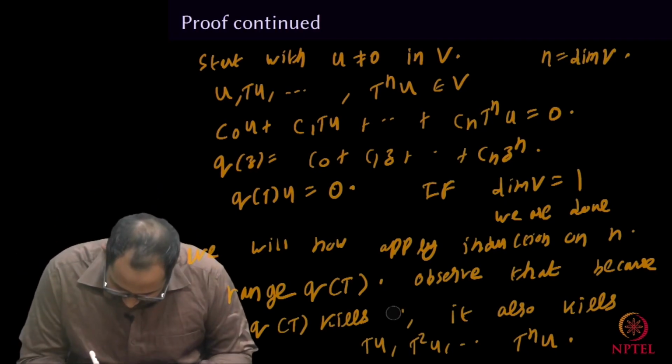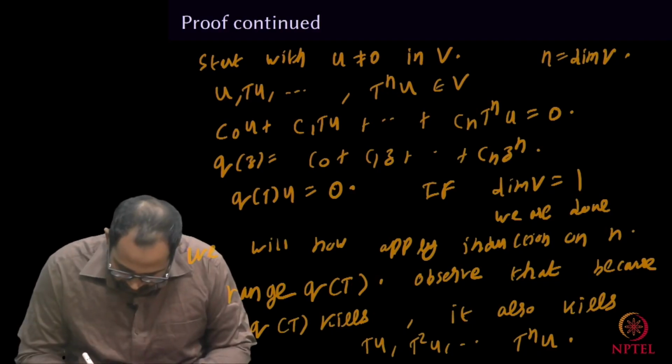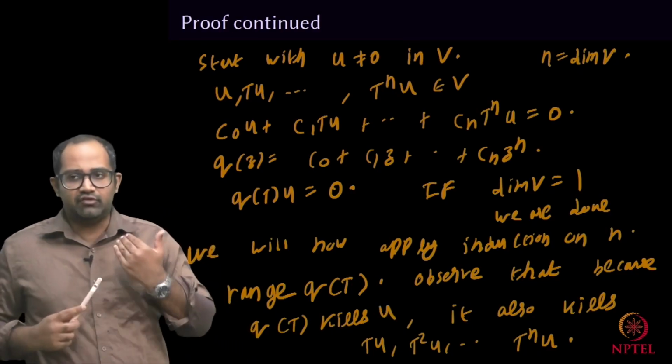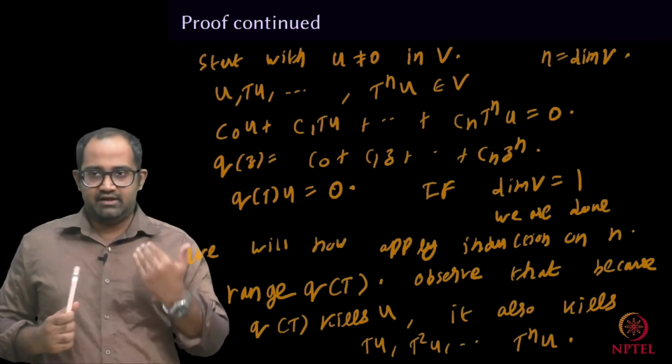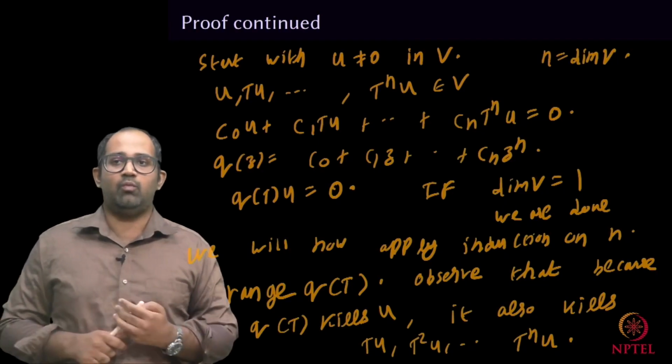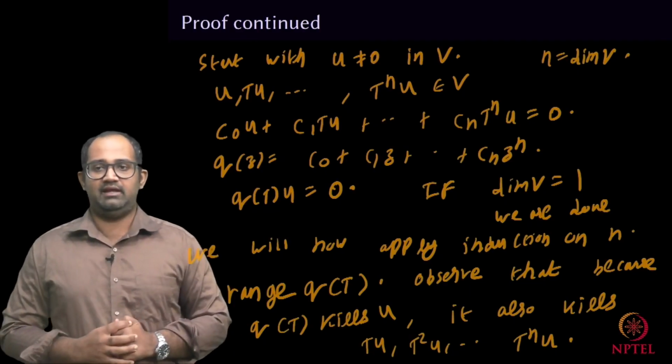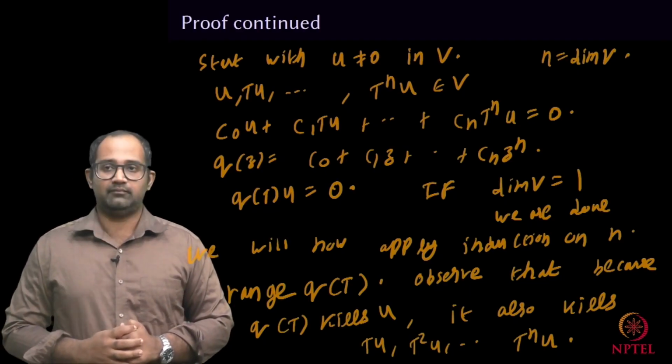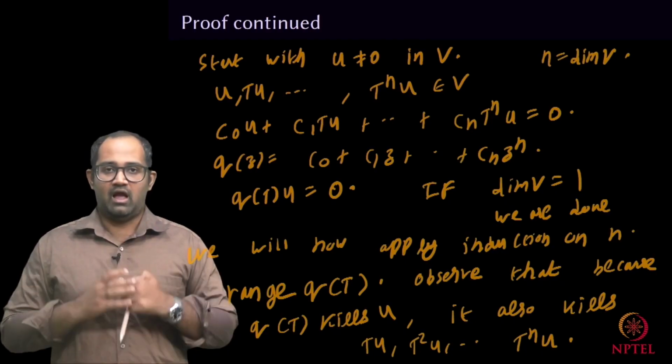That is going to be highly misleading. It kills u. Since q of t kills u, it also kills tu, t squared u, dot dot dot t power nu. Why is that? Any ideas? I hope you got it.